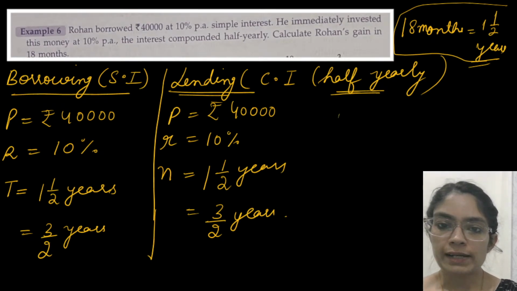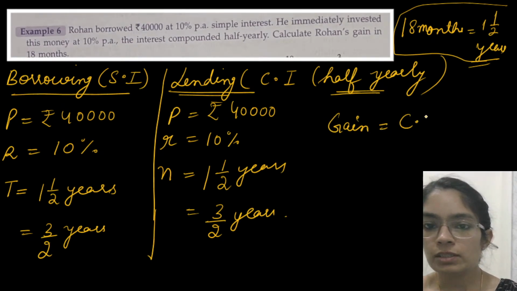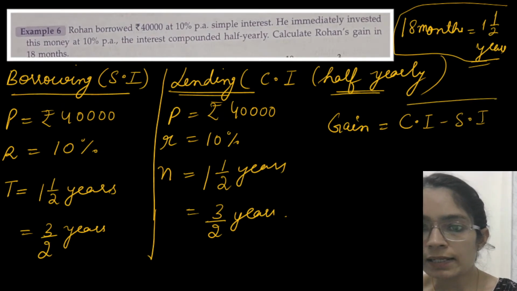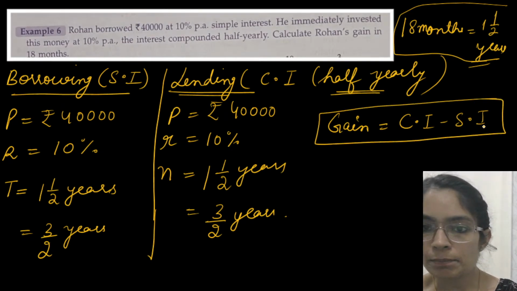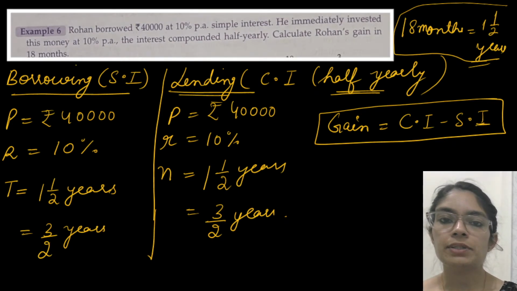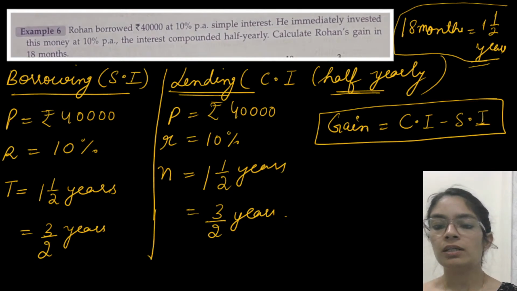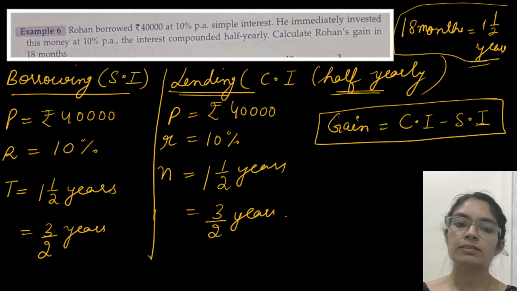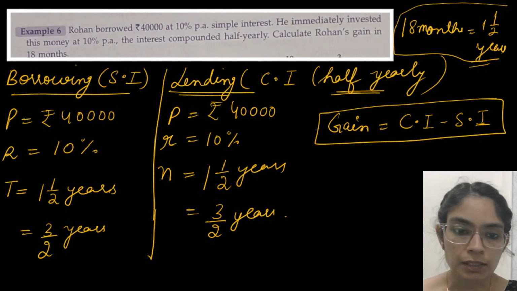Now we have to find gain. Gain we have already done. So this will be compound interest minus simple interest. Same type of question we did earlier also. The only difference was that in that question compound interest was yearly. Here the compound interest is half yearly. So this is the story of the question. Once you understand the story of the question, the calculation part will become easy.